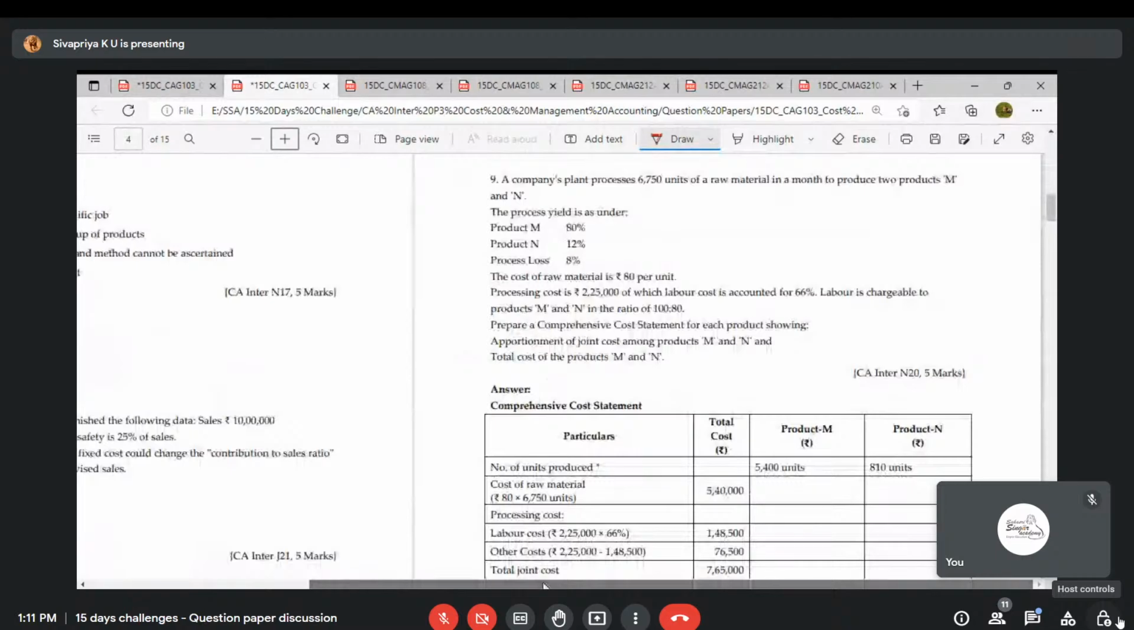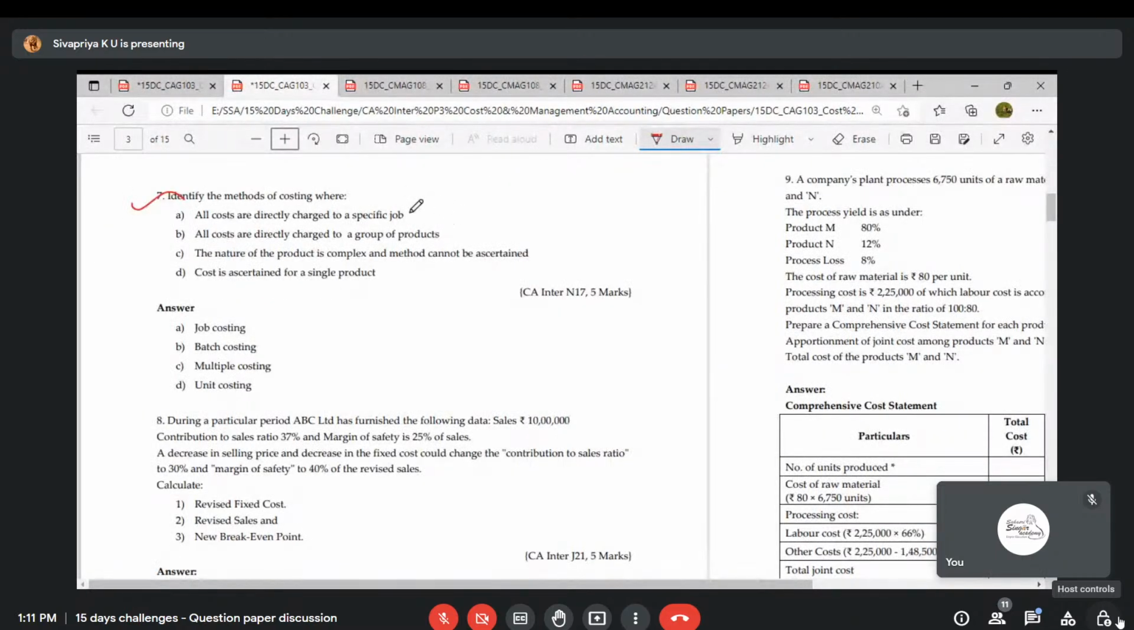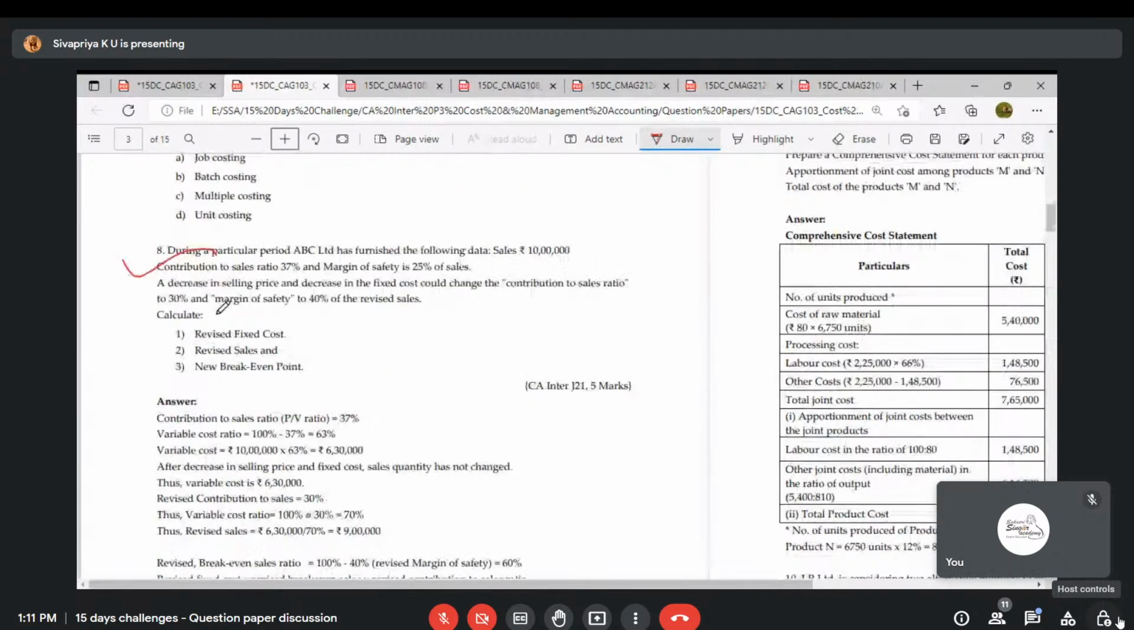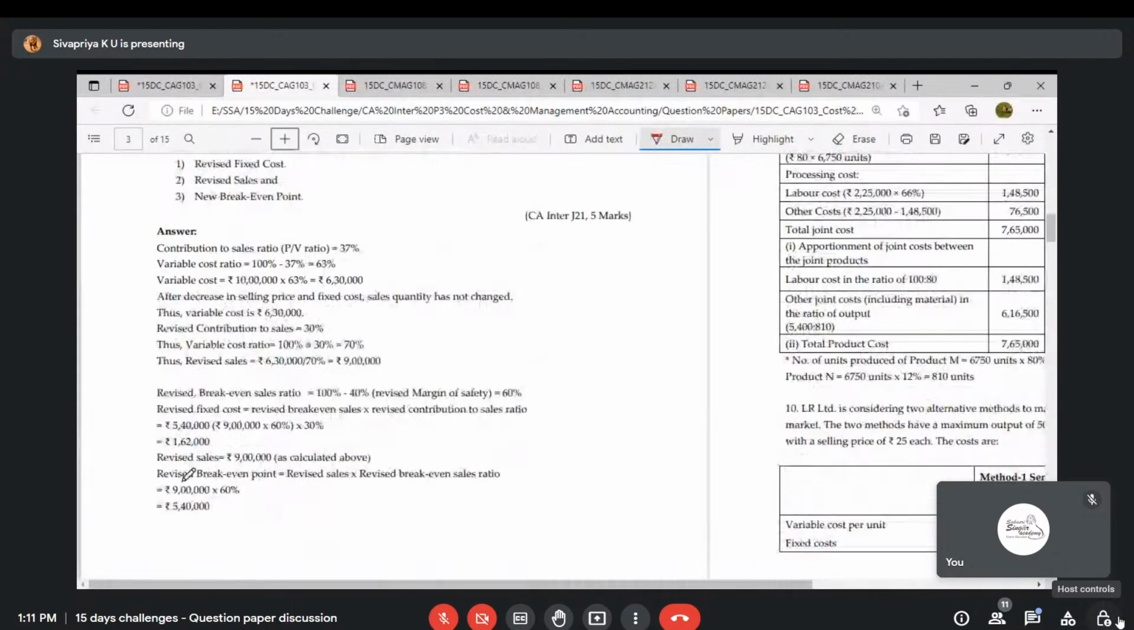Question number 7, identify the method of costing. If there is a specific job, it is job costing; group of products, batch costing; if the nature of product is complex and methods cannot be ascertained, multiple costing; and for a single product it is unit costing. Then question number 8, calculate the revised fixed cost, revised sales and new break-even point. So here the new break-even ratio is 60%, revised fixed cost is 1,62,000, revised sales 9 lakhs, revised break-even point 5,40,000.